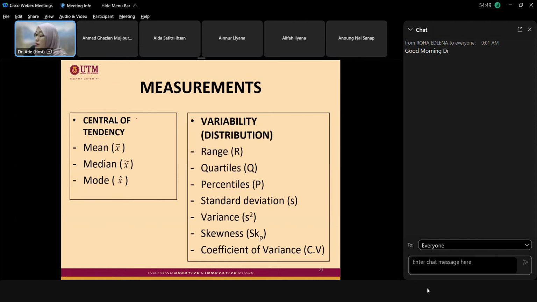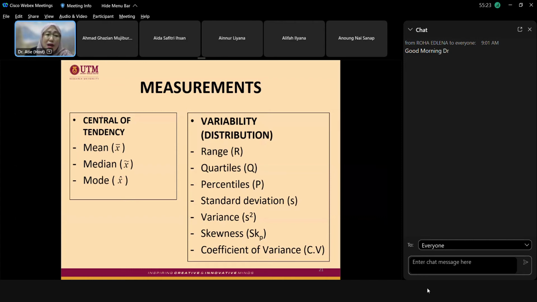Next, on page 27, this is what we are going to learn: the measurements. You have heard all these words, these terms, since your school days. So we just need to do some revision of your previous knowledge, for you to reapply in this class and also in your FYP.